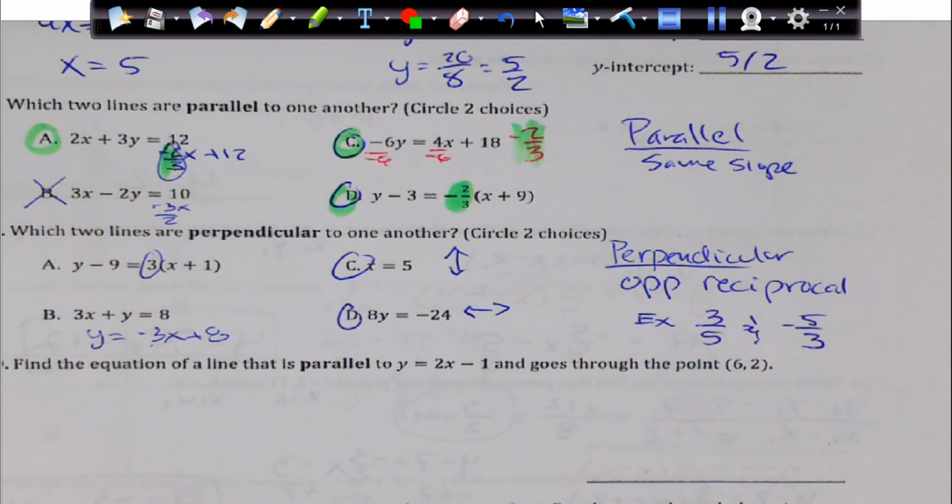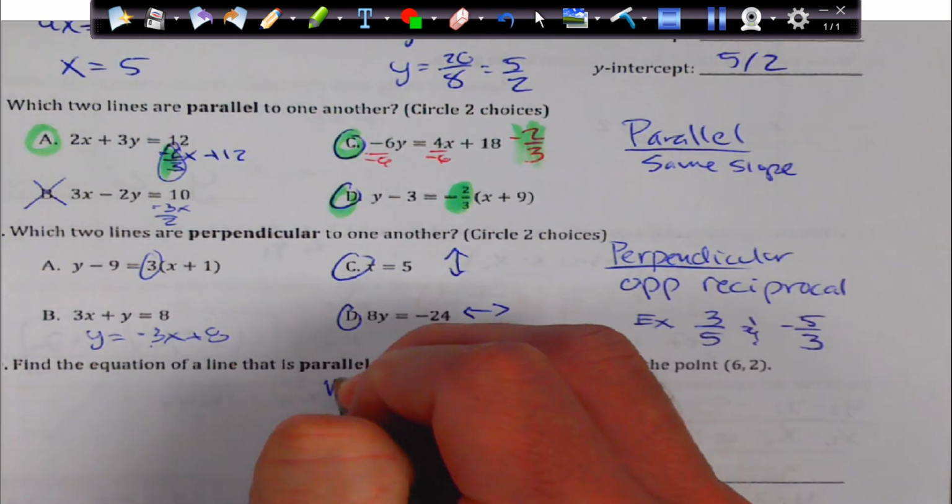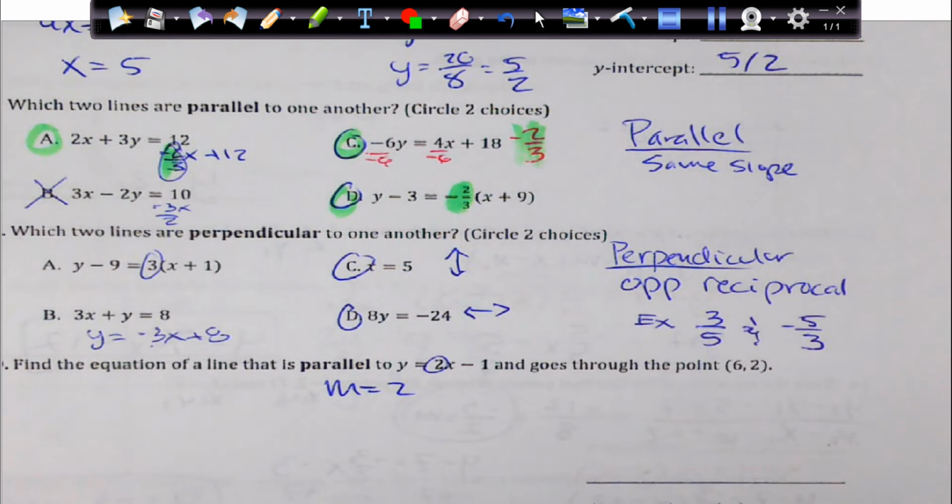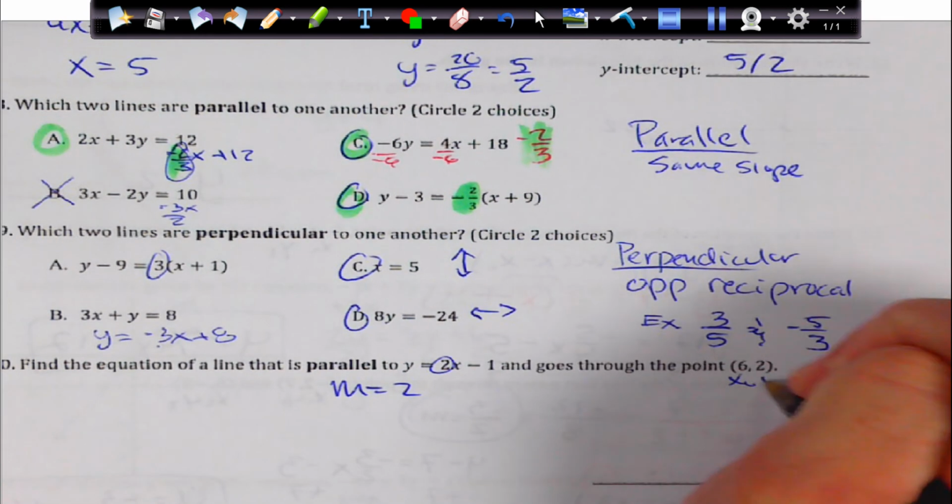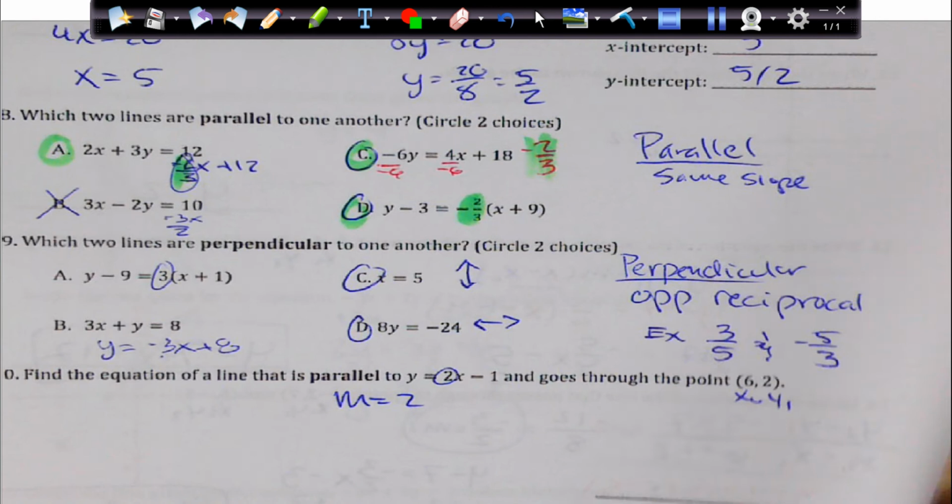All right, last 2 questions. Find the equation of a line that's parallel to this. So if it's parallel, that means I'm going to use the same slope I have. Done. And then I'm going to use this point. So it's using point slope formula.